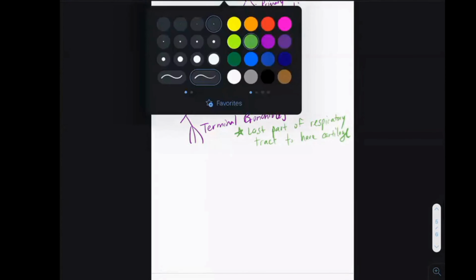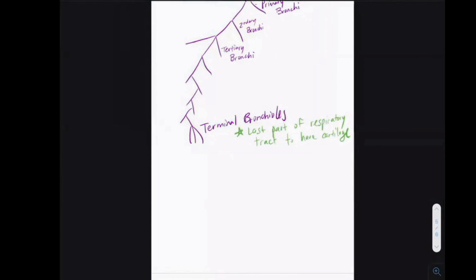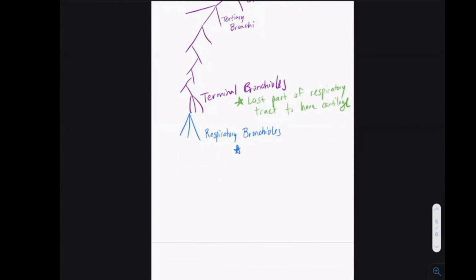All right, so what happens after that? After the terminal bronchiole, now you're at your respiratory bronchioles. So these respiratory bronchioles are important because this is the first area where you can actually have gas exchange. All right, so I'll say first area where gas exchange occurs.